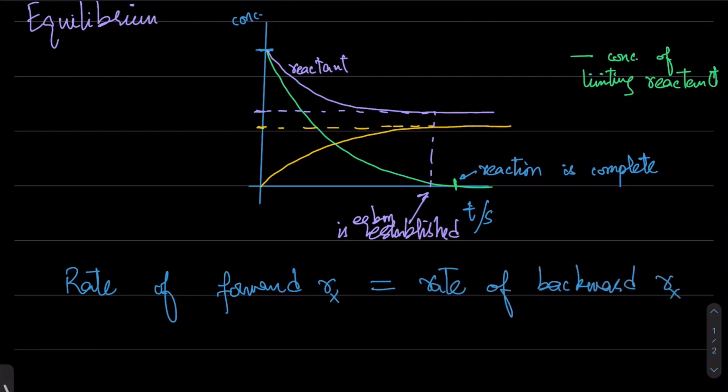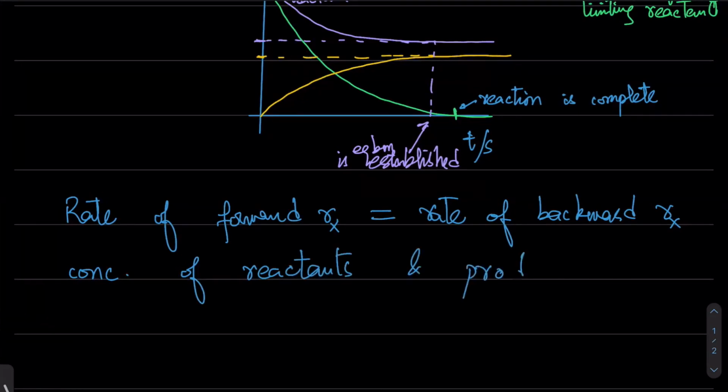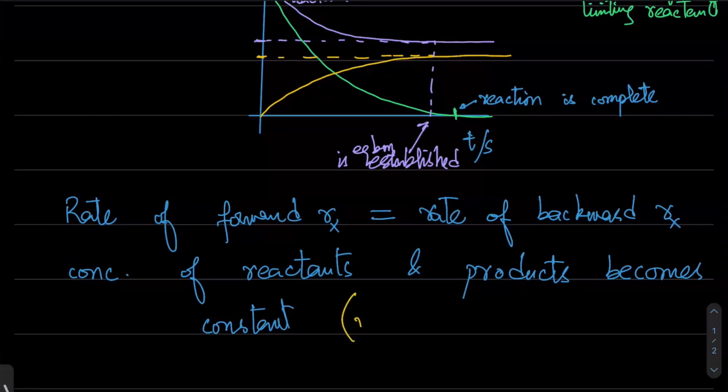This situation is called equilibrium. Not just one thing, the second thing is, you can see concentration becomes constant. So concentration of reactant and products becomes constant. Remember, they are not equal.